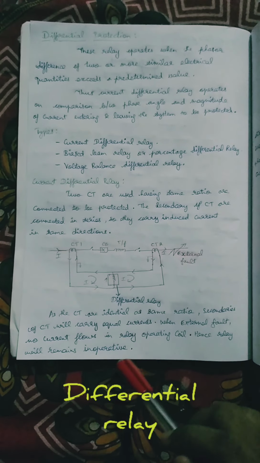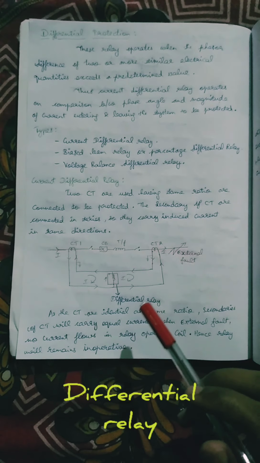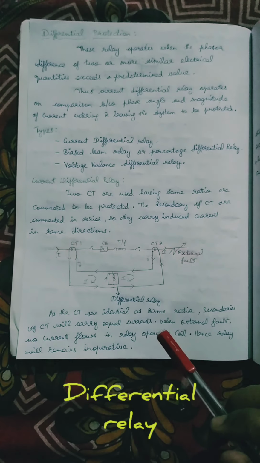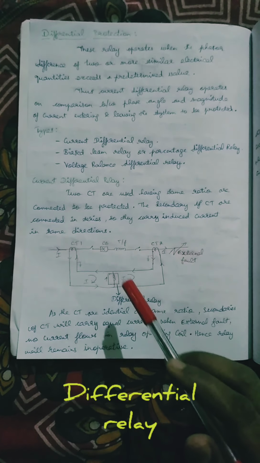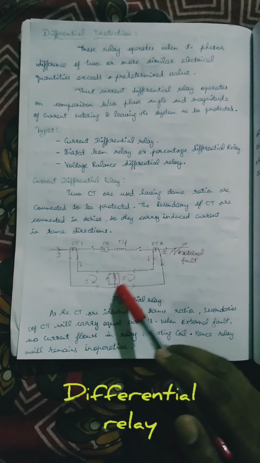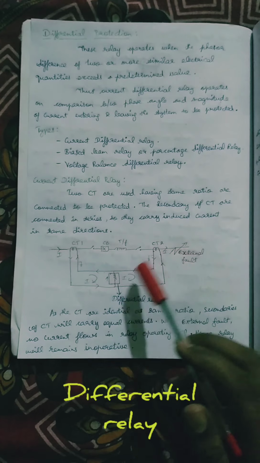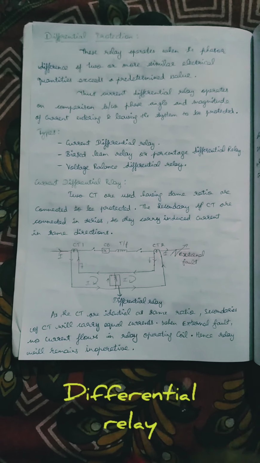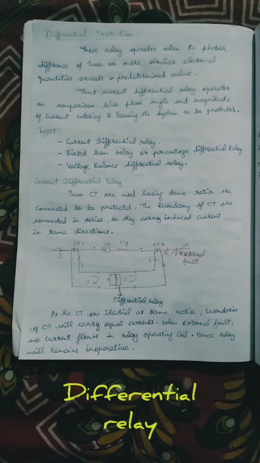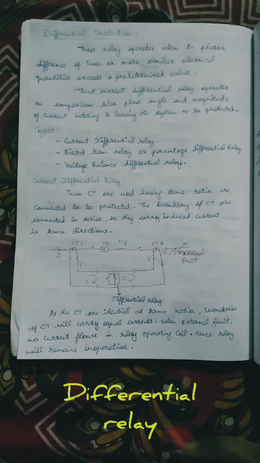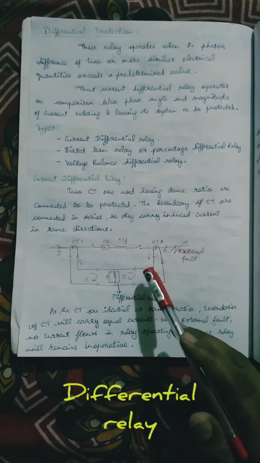As the CTs are identical with the same ratio, the secondaries of the CTs will carry equal current. When there is an external fault, no current flows in the relay operating coil. This is the main thing. When the fault is outside the zone, the operating coil should not get any induced current. Hence the relay remains inoperative, and the differential will not act for the external fault.